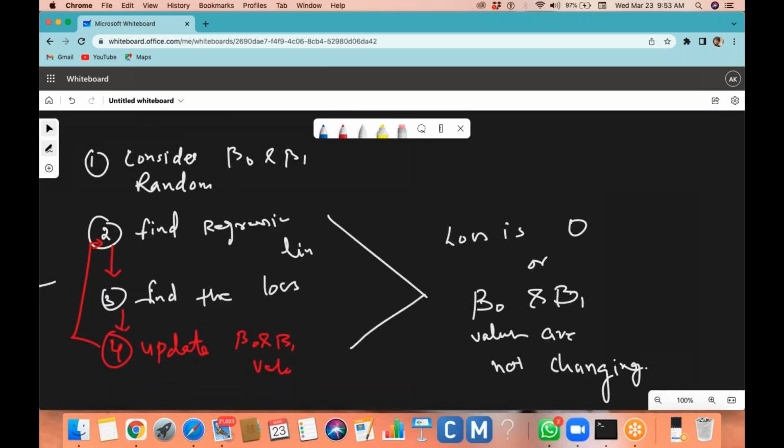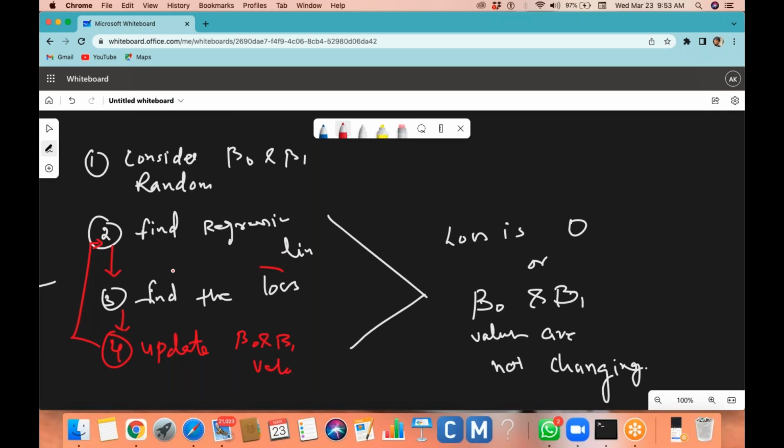First, initially we consider the beta naught and beta 1 values. Then we find the regression line. Then we find the loss. And then we update the beta naught values. With the updated values, again we plot the regression line, and with that regression line we find the loss, and then update these values.